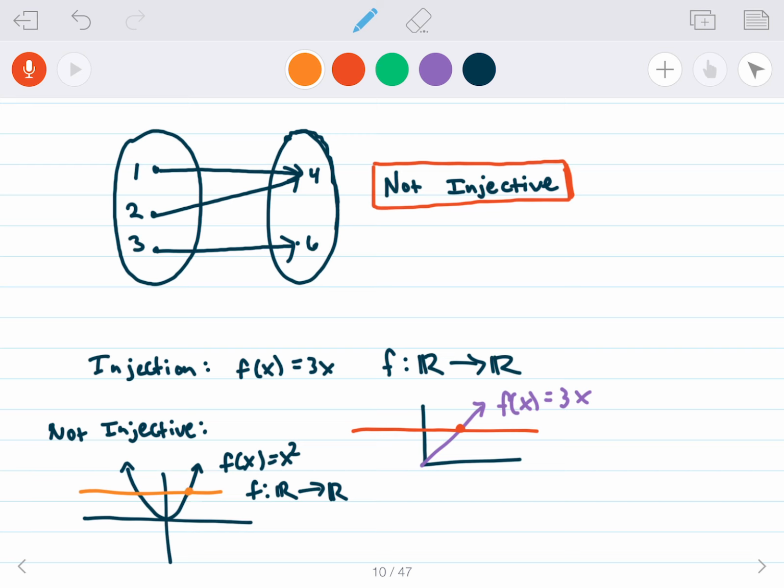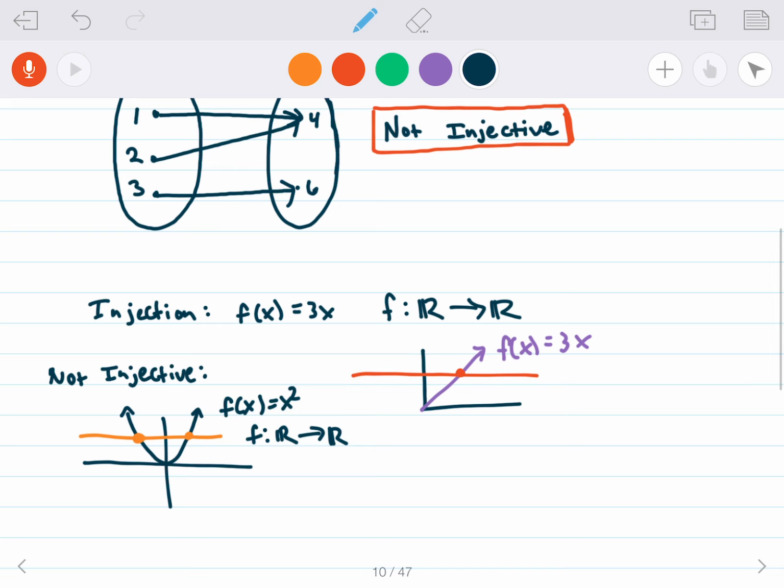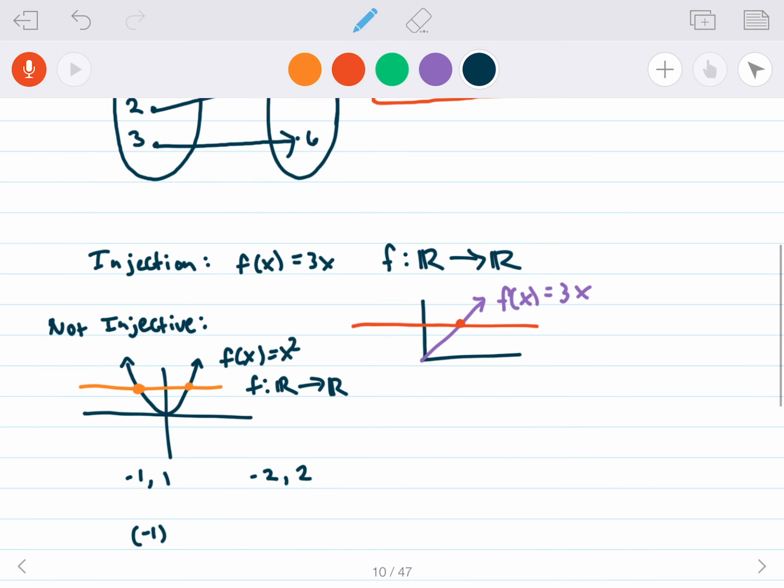It passes through these two points. So what could these points be that I just randomly drew here? Well, think of the function y equals x squared. What are two different inputs that have the same output? Well, you have -1 and 1. You have -2 and 2 producing the same output, right? -1 squared equals 1 squared equals 1.